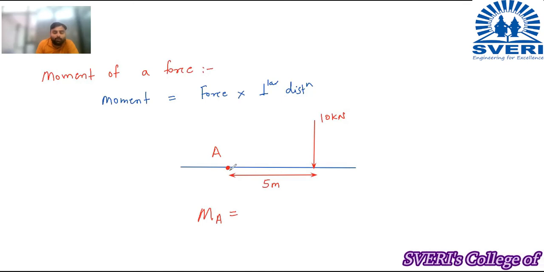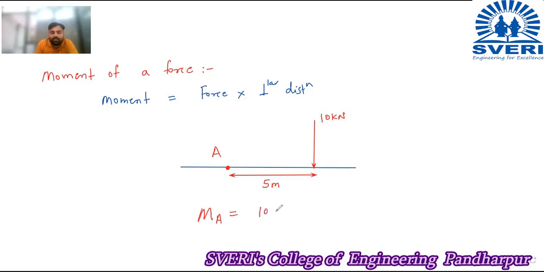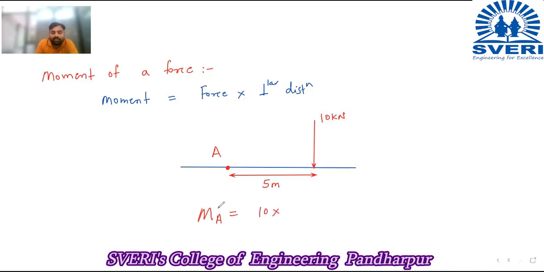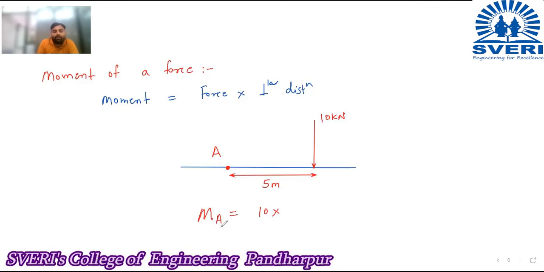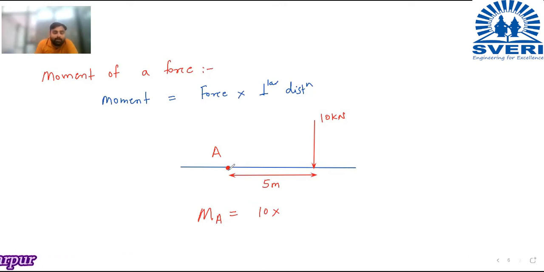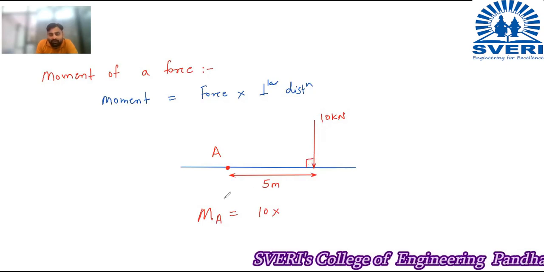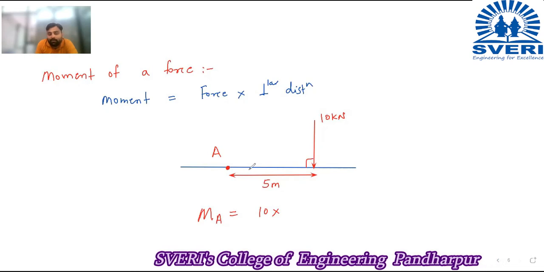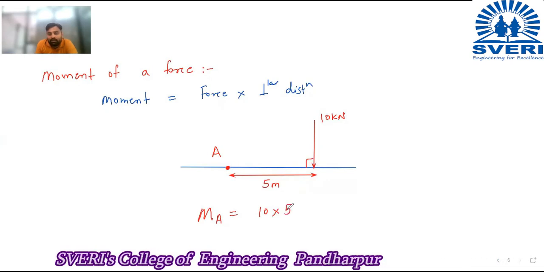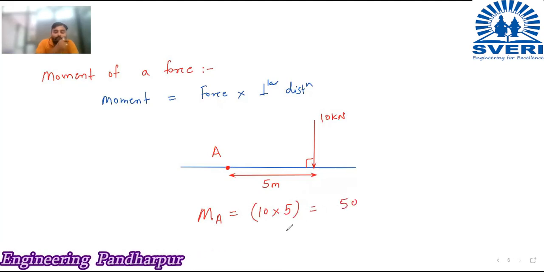Now if I want to calculate the moment, I will see the force first. The magnitude of the force is 10, into the perpendicular distance from point A. You should take the perpendicular distance from the point about which you are taking the moment. So here I am taking the moment about point A. What is the perpendicular distance of this force from point A? See, this angle is 90 degrees, so this is my perpendicular distance. The distance is 5, so my moment is 50.